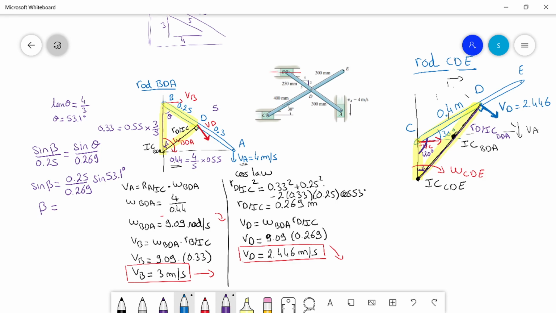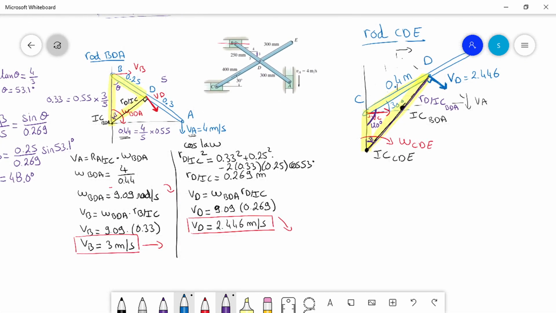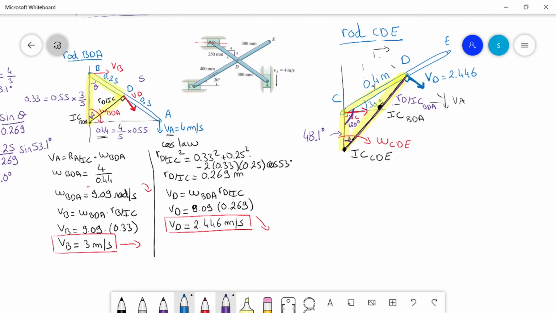So let's do it: the inverse sine of 0.25 times the sine of 53.13, if you can take the exact number, that would be awesome, divided by 0.269. That gives 48.0 degrees. So this angle beta, let's write it on the side, that's 48.1 degrees. Yay! So we have angles and we have one dimension, 0.4.